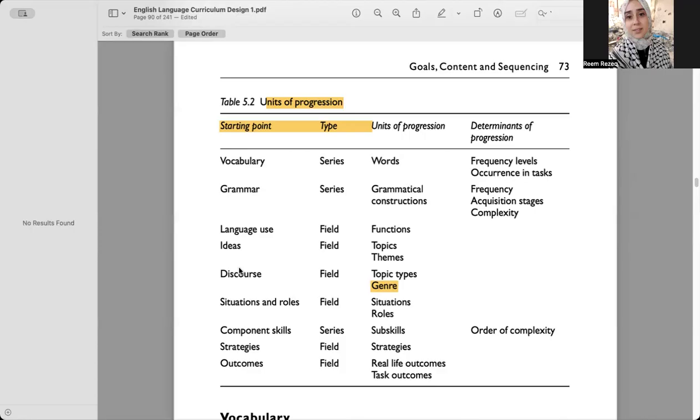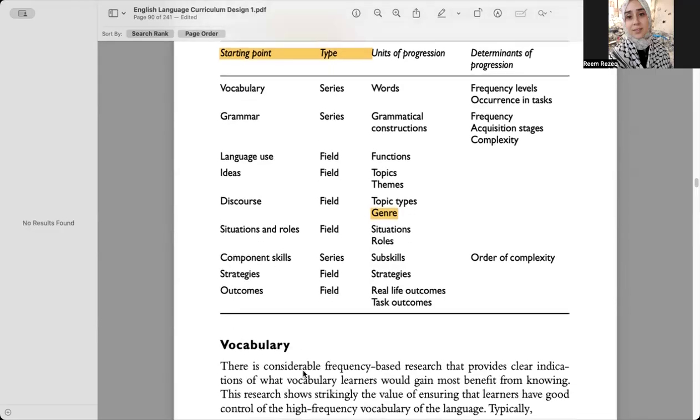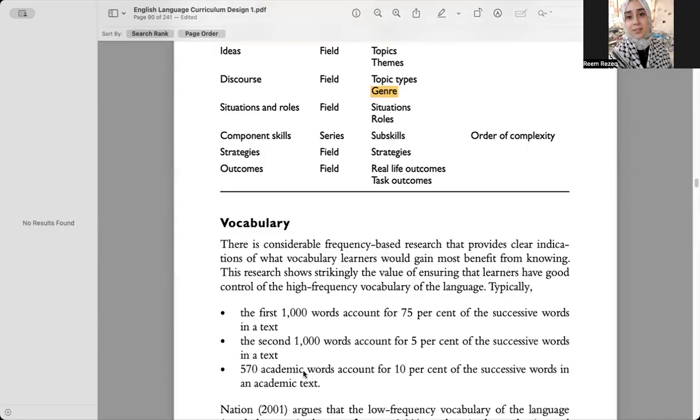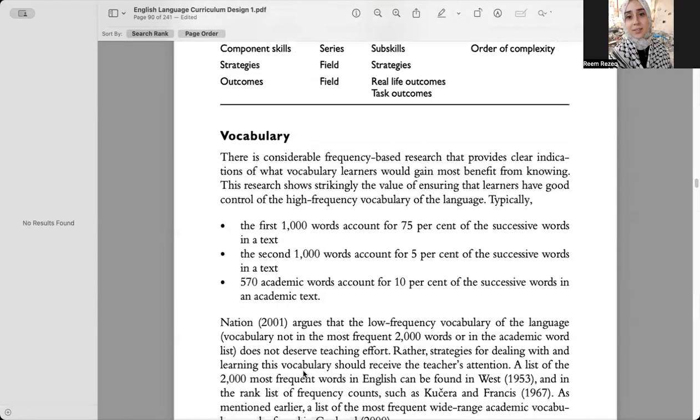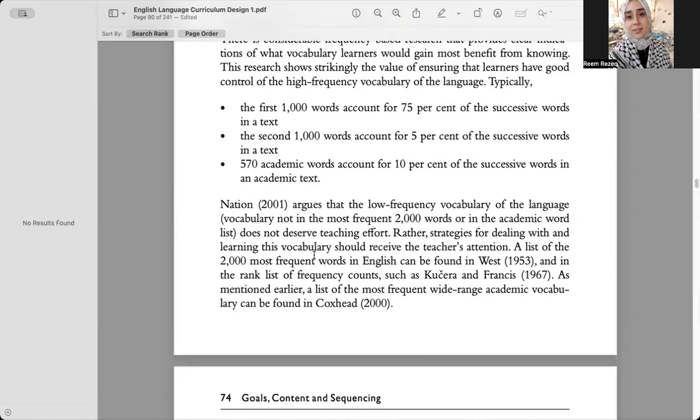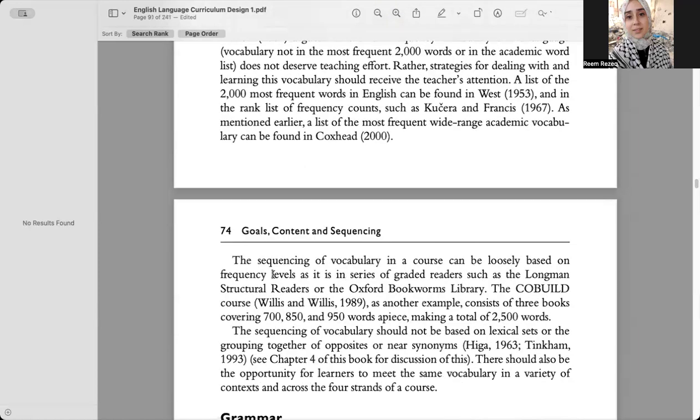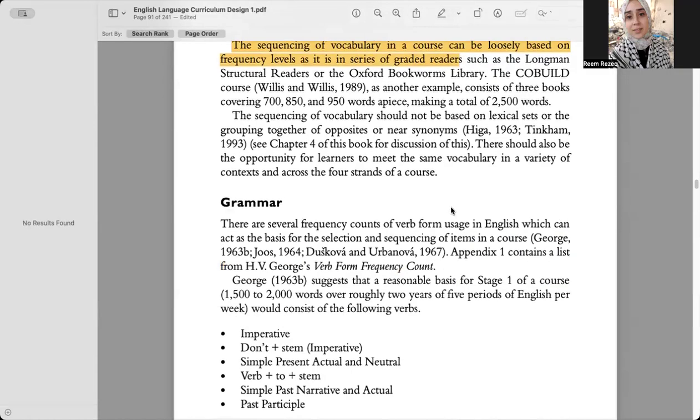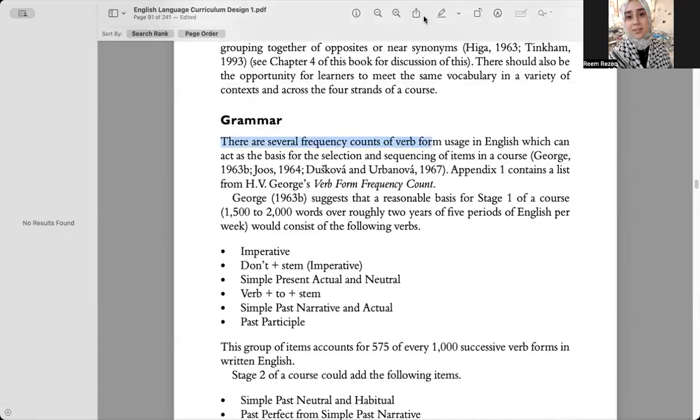So we can say discourse includes different genres. It's true. And also we have components, skills, strategies, and outcomes in real-life situations. Each one is explained here. Like vocabulary, we have to have a sequencing of the vocabulary, which can be loosely based on the frequency level. So we have to have this level in this regard. Grammar also should follow frequencies and should be taught differently.